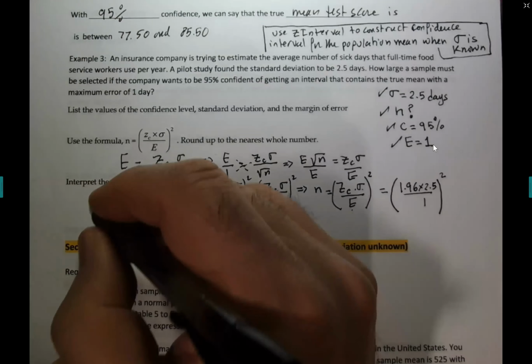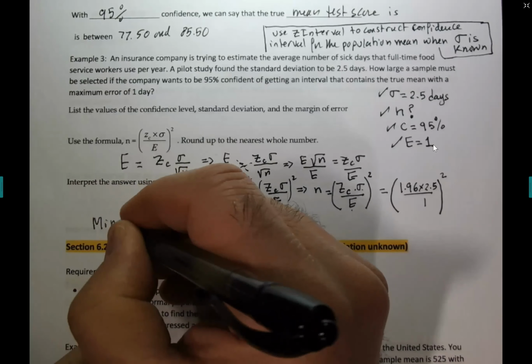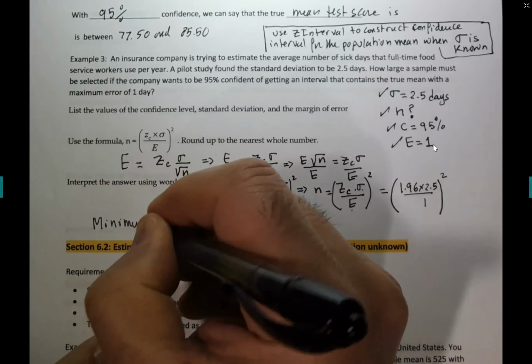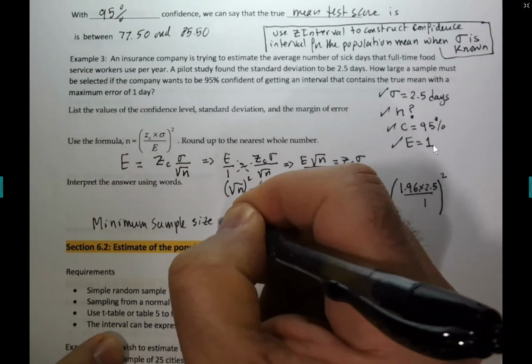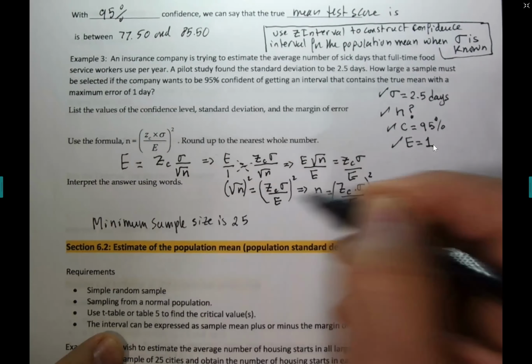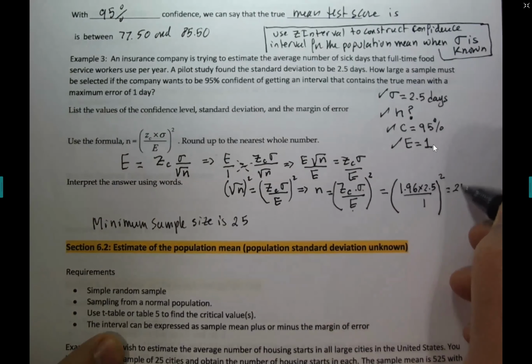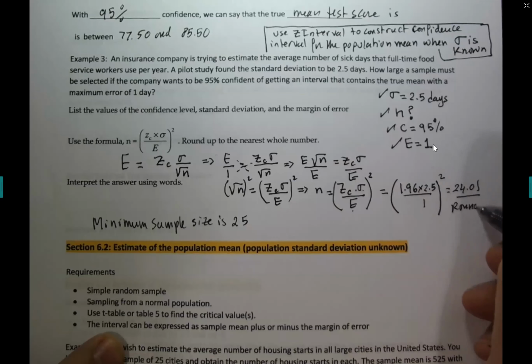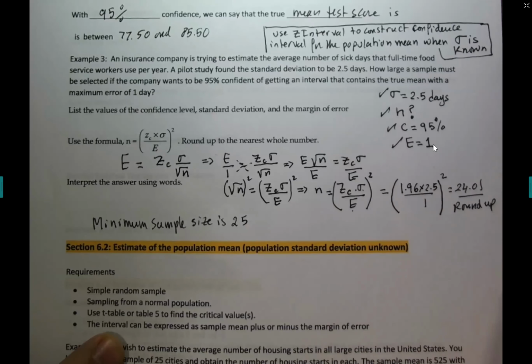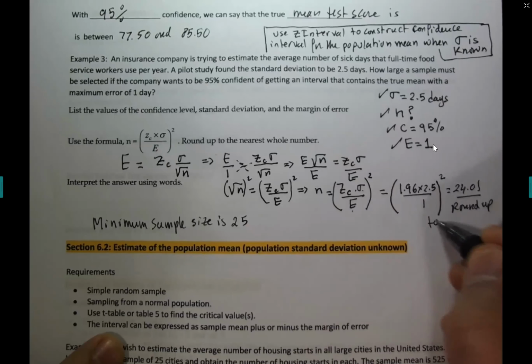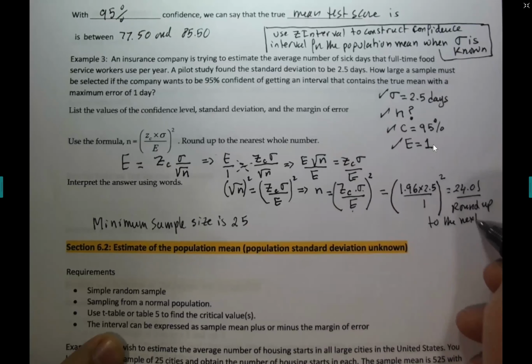Minimum sample size is 25. And let me write this down, 24.01, and put a note: round up. Not just round, because if you round here, it will be 24. You have to round up to the next whole number. Don't forget that, guys.